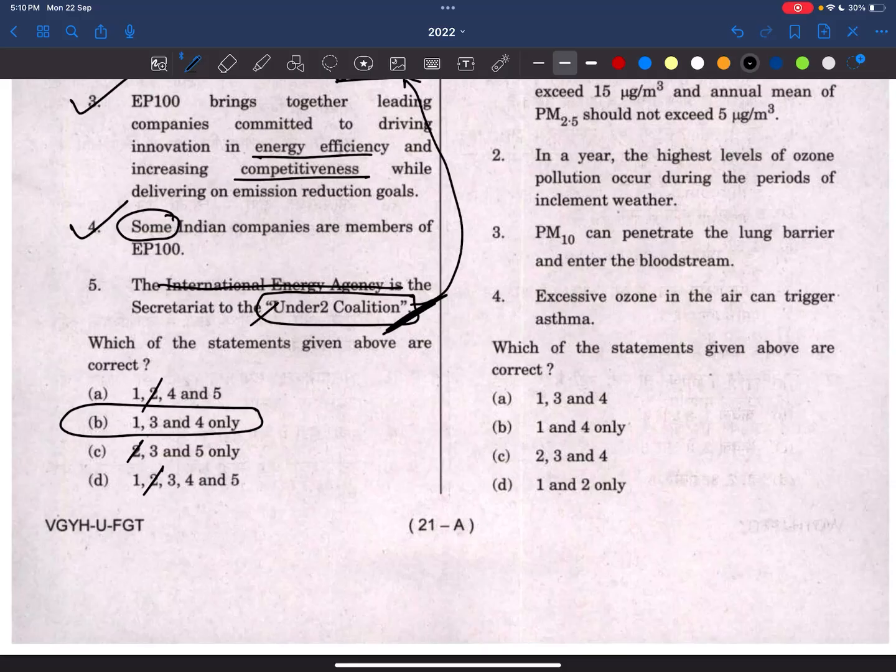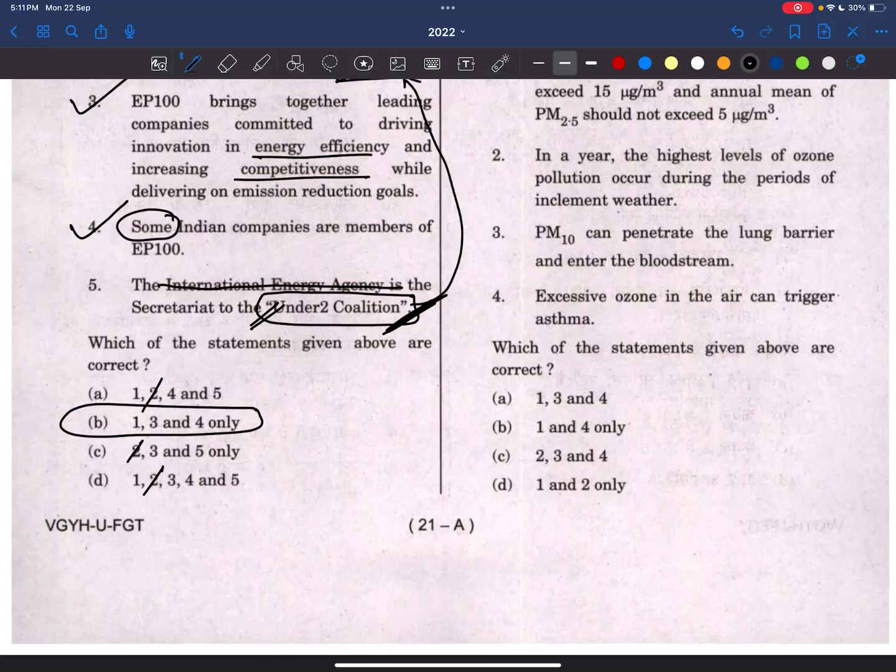So the person who has read about Under2 Coalition, since it was asked in the previous papers, would have attempted this question very easily. Would have felt very happy because he read the PYQs. He followed PYQs and he analyzed PYQs. People like me, they won't analyze PYQs. They go to the exam, they sit and they feel that okay, UPSC is giving question from somewhere else. But no, UPSC is framing questions from PYQs also.